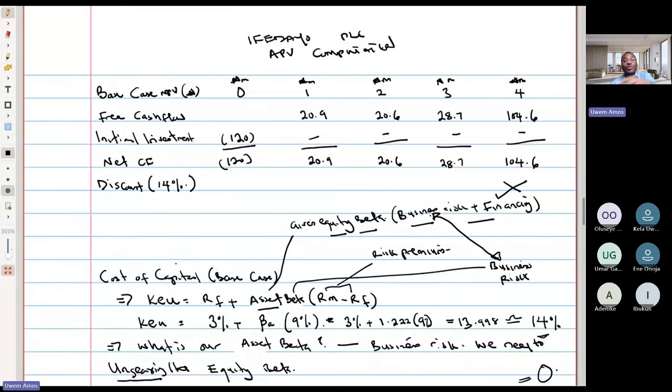Guys, any question on how we got the 14%? Because that's the crux of the base case NPV, your ability to compute the cost of equity using the asset beta. That's the crux of it. Any question on that? Okay, if there are no questions, let's find our discount factor for 14% for all of those years, and then we'll find what our base case NPV is.